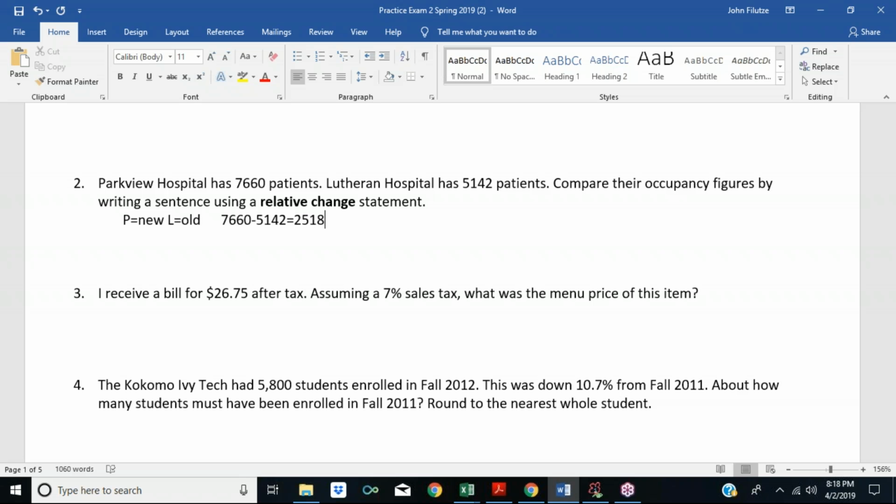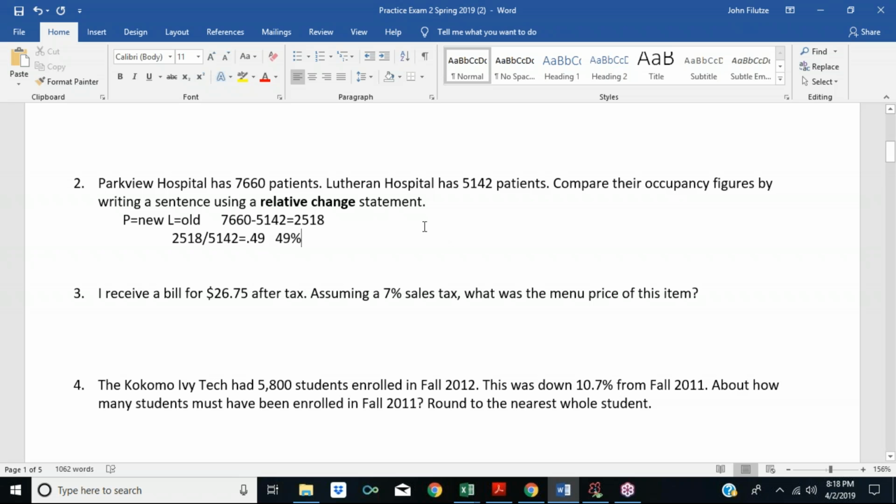And then we're using a relative change statement, so we're going to have to do 2518 divided by the old value, right? New minus old divided by old, so 5142. And then when we do that, we get 0.49, so 49%. And then the statement we could make is that Parkview Hospital has 49% more patients than Lutheran Hospital.